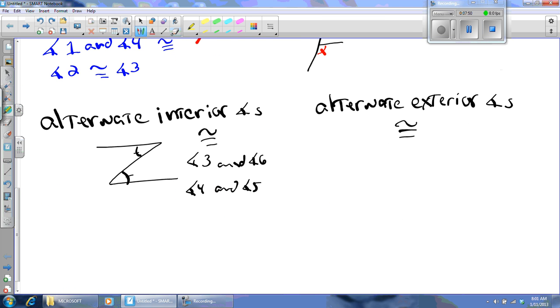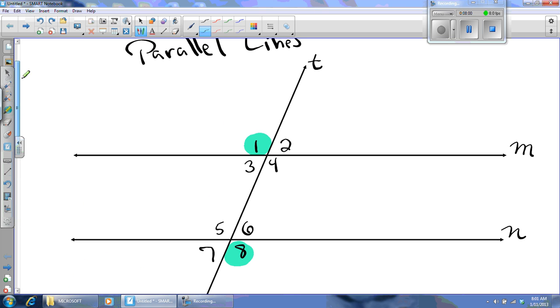Okay, so what that means is angle 1 is congruent to angle 8, and they're alternate exterior. To alternate can mean to go back and forth, and exterior means outside. So check this out. Angle 2 is outside the parallel lines, right? Go on down to outside the parallel lines. Switch sides of the transversal. It's congruent to angle 7.